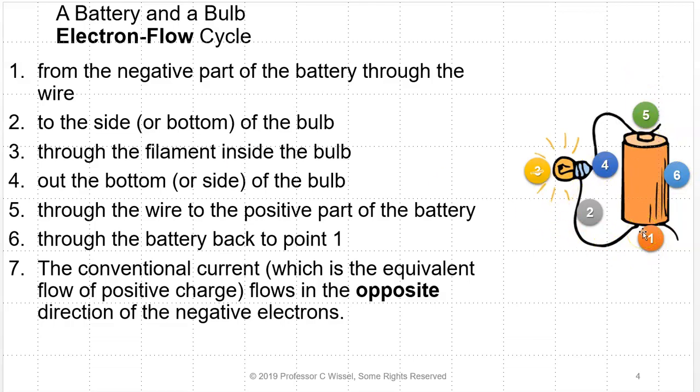So it's the electron flow cycle, which is the opposite of the current flow. Now it runs from the negative part of the battery through the wire. It runs to the side or bottom of the bulb. Now that's one of the connectors to the filament. It goes through the filament inside the bulb, runs out the bottom or the other side of the bulb through the wire to the positive part of the battery, and then through the battery back to point 1. Now, that's the direction of the electron flow. The conventional current, which is the equivalent flow of positive charge, flows in the opposite direction of the negative electrons. Now, usually we only care about the conventional current.